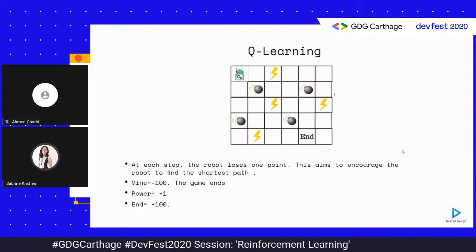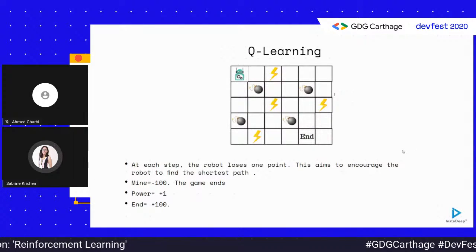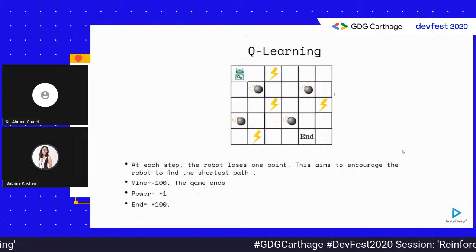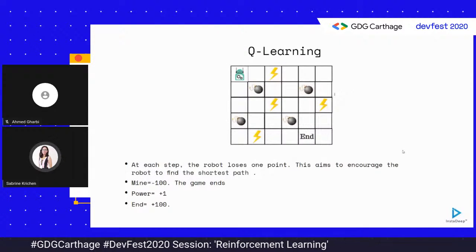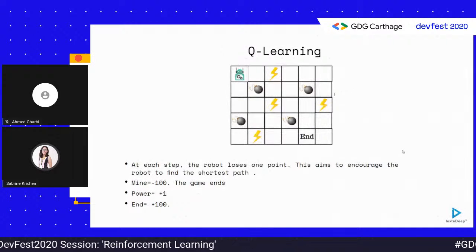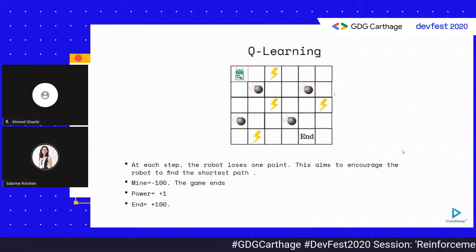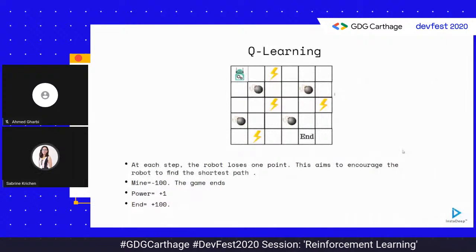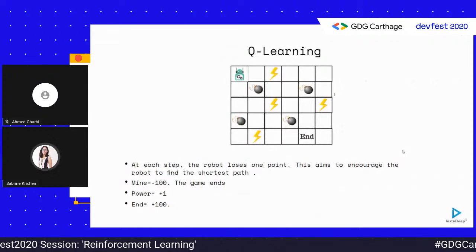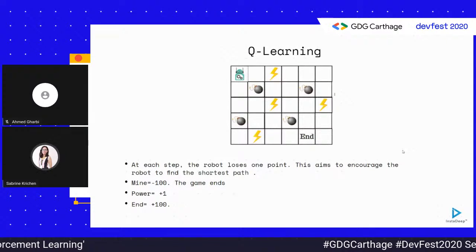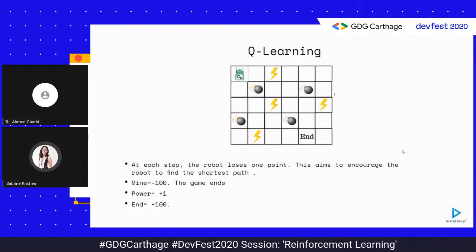So for that, at each step, the robot will lose 1 point because our goal is to encourage the robot to find the shortest path. Of course, when it steps on a mine, the robot will lose 100 points and the game will end. And when it gets a power, it will get +1. And when the game ends, it will get +100.